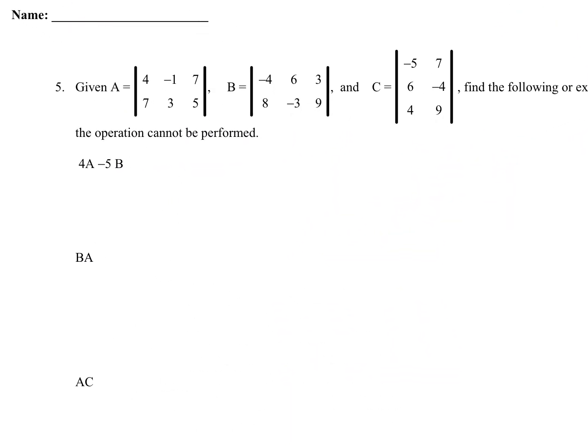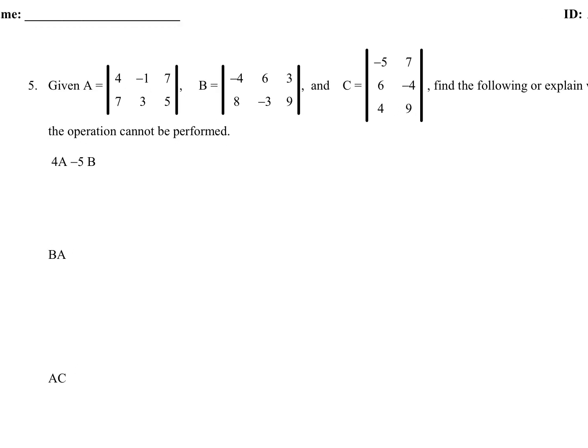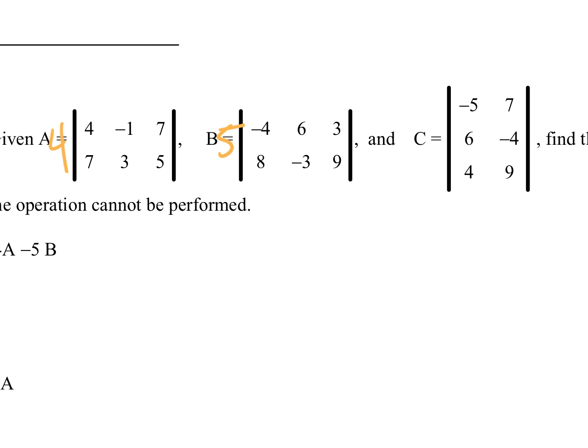So for number 5, it says find the following or explain why the operation cannot be performed. So let's do the first one here. We've got 4a minus 5b. So 4, I'm going to multiply to a, and 5, I'm going to multiply to b. Can I subtract a and b together? Yeah, they're the same size, so we can add or subtract them. Remember, they have to be the same size in order to add or subtract.